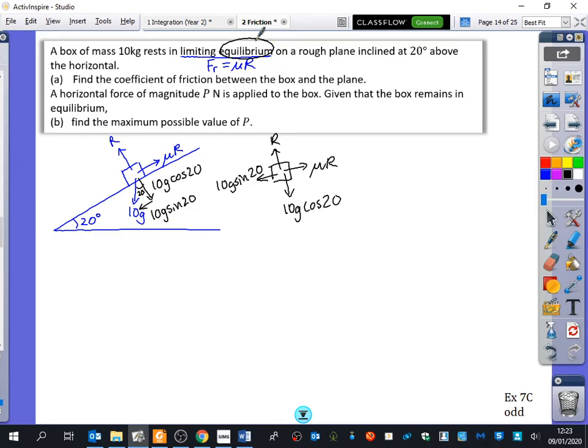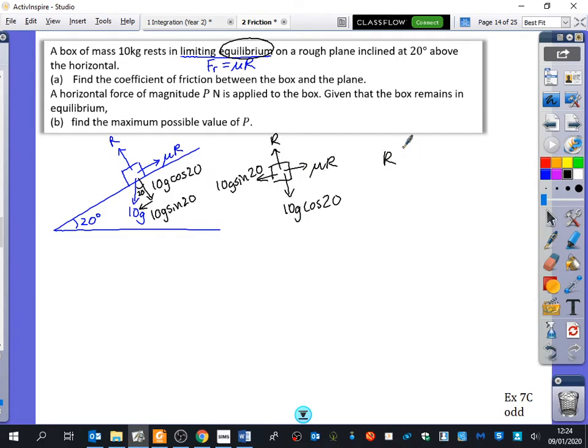So what do I know? Muhi, what do I know from this diagram? Since it's a limiting equilibrium, shouldn't 10G sine 20 equal mu r? Yep, and what else? Those two are equal to each other as well. Yep, so those are equal and those are equal.